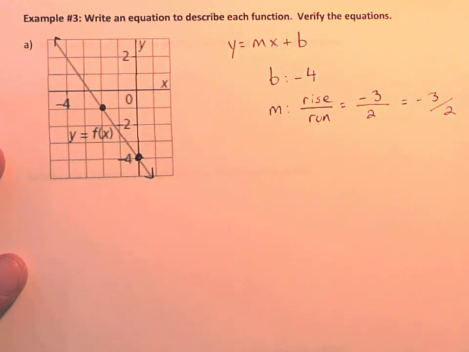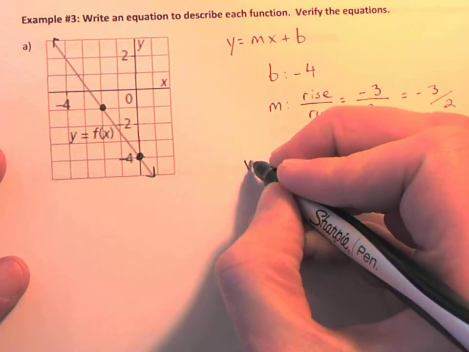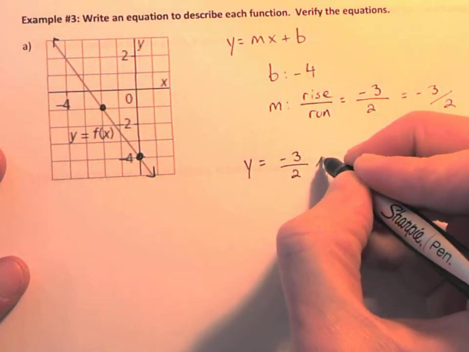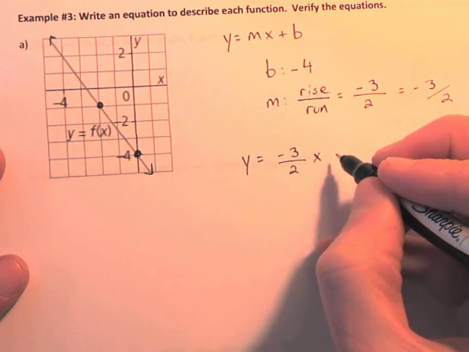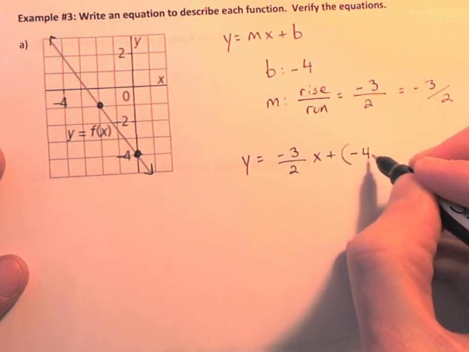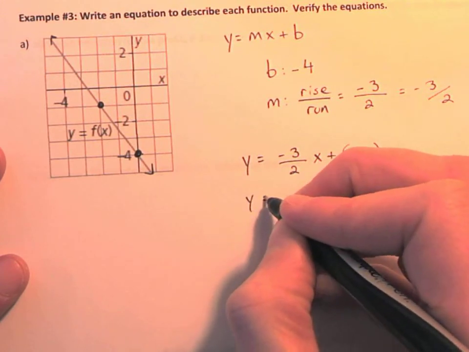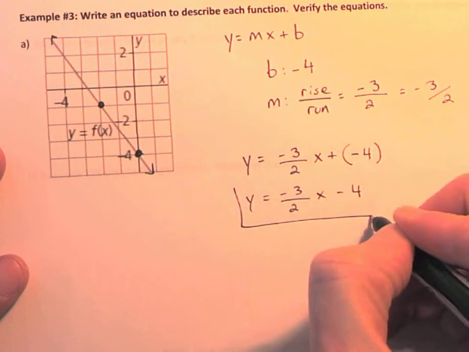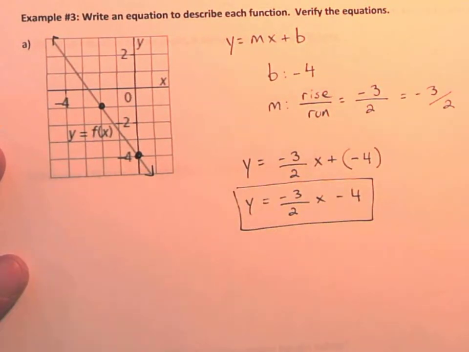I haven't written in the equation form yet. I found b, I found m. Now let's write it in that form. y equals negative 3 over 2, and now I write my x plus b, and my b is negative 4. So I go plus negative 4. If I simplify that, I can just drop the brackets, so it's negative 3 over 2x minus 4. That is the equation that represents that line there. They mean the same thing.